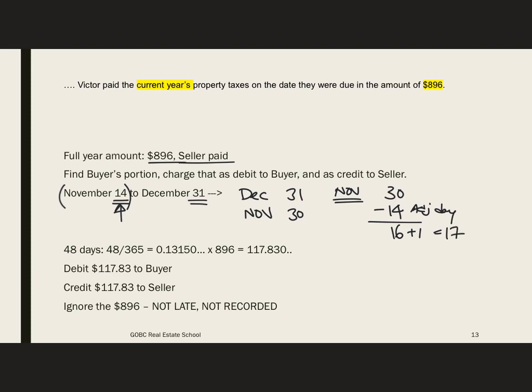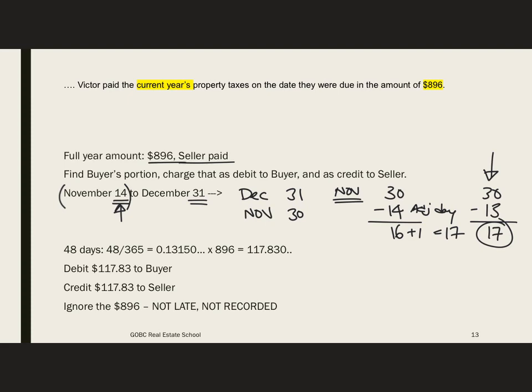The other way, if you're finding the buyer's portion, is maybe a little bit riskier. You need to back up that adjustment day by 1, so you would back it up to November 13th, and then you would just get your 17 days. You do not do this with the seller. When you're calculating the seller's portion, it's a little bit different, so you've got to be careful that you don't just do that all the time. You can only do this when you're finding the buyer's portion.